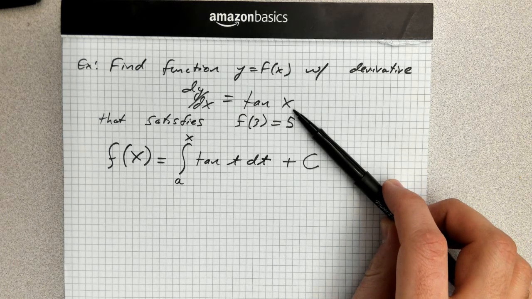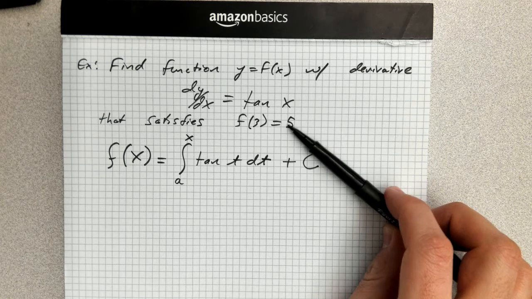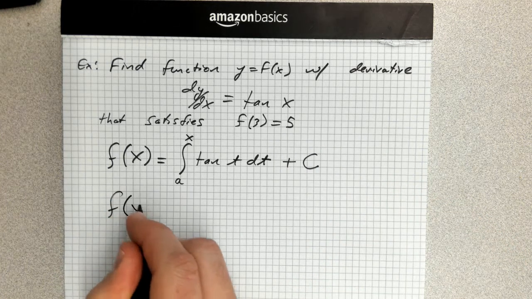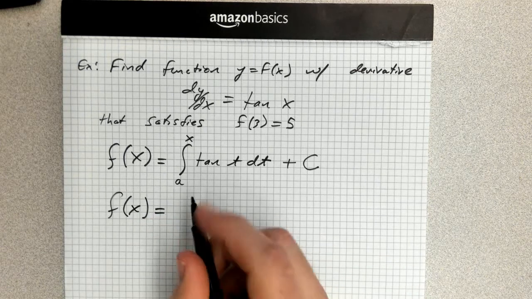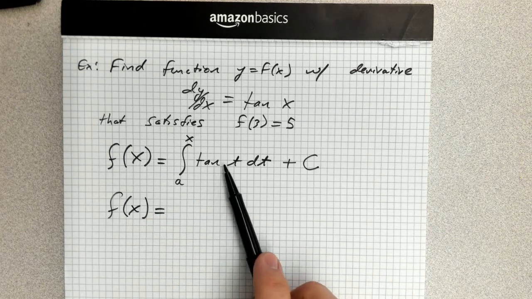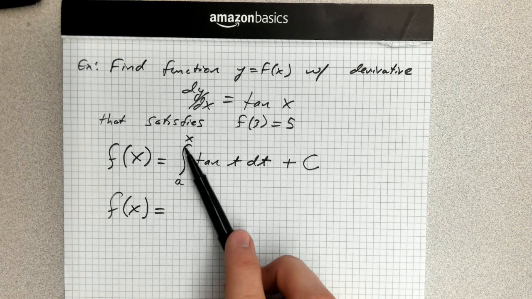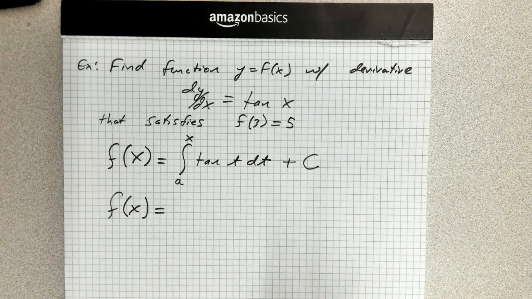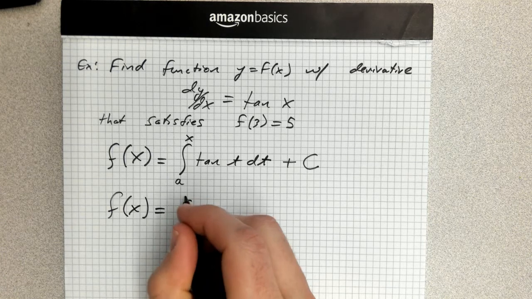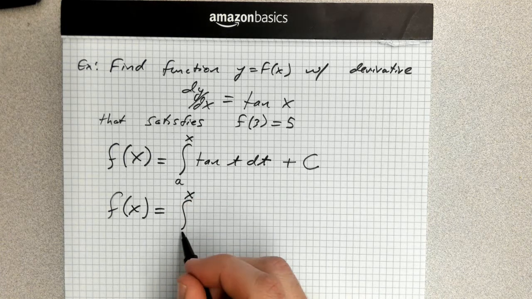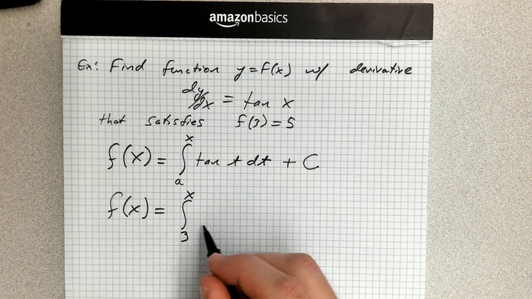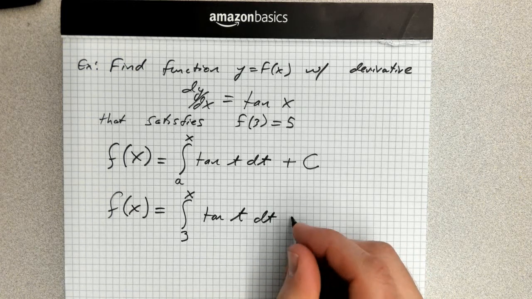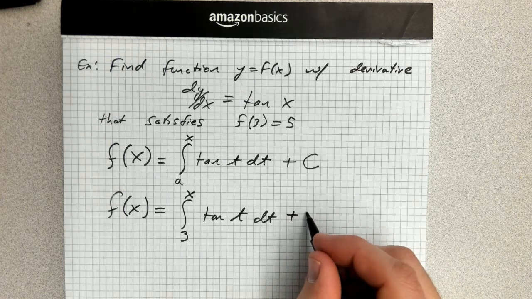Now, I also have an initial condition. I'm told that f of 3 is 5, so I need to finish up this function, taking that into account. When I plug in 3 to the upper bound, I need to get 5 out the other side. So that tells me that my lower bound has to be 3, tangent of t dt, and then my c is going to be 5.